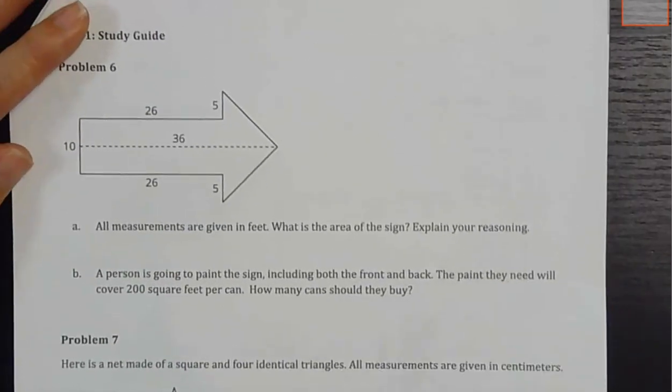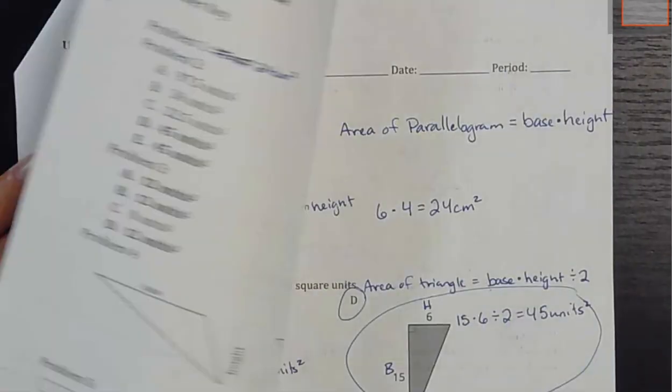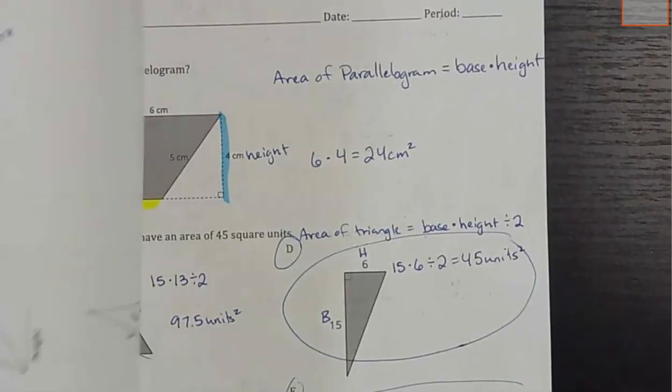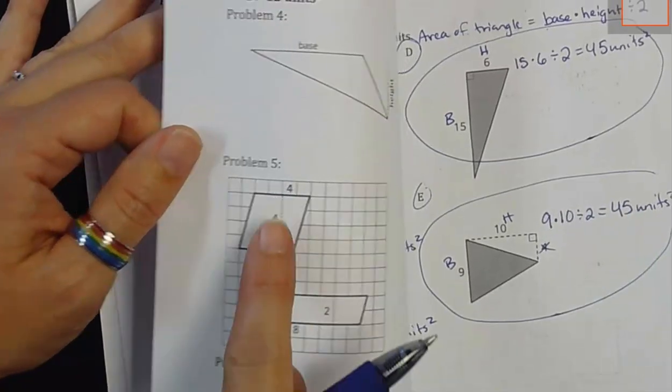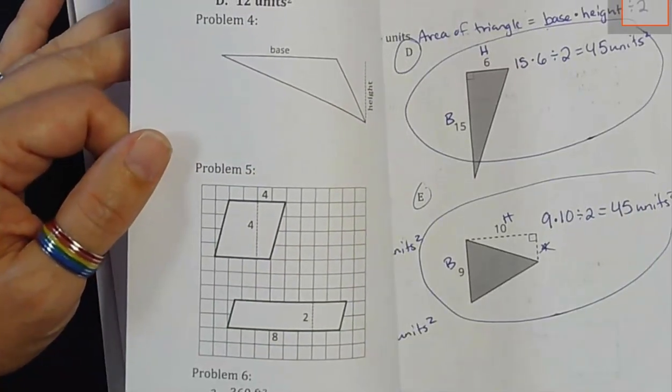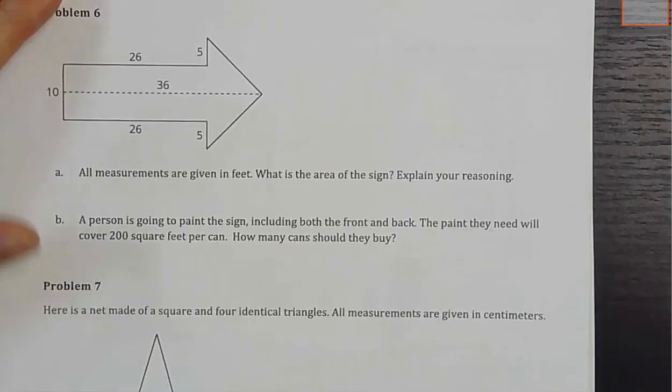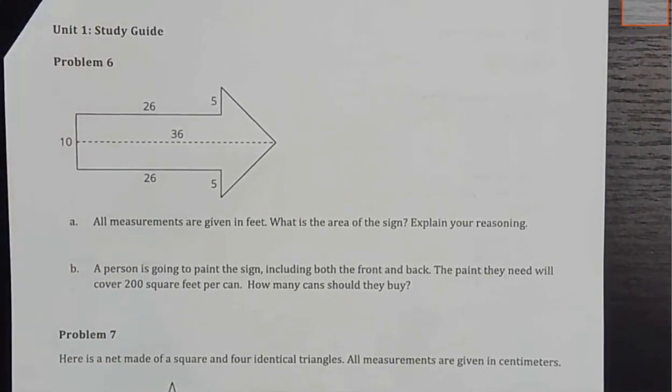Okay, problem number 6. We are cruising. We only have 7 problems and then we're done. Oh, this also has an example. Oh, I even did the same one. Oh, I didn't. This one works also. This one is slanted instead of a square. I did 2 parallelograms on your answer key.